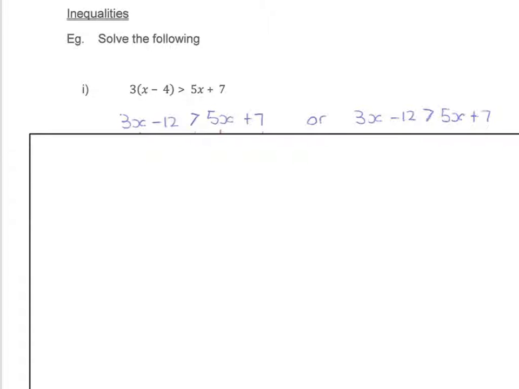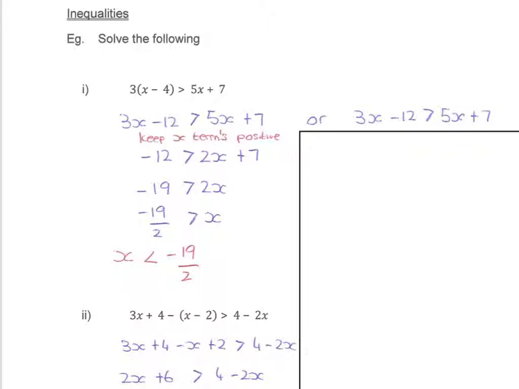So if we have a look at the left-hand side, what I've decided to do is to keep the x term positive. So take away the 3x from both sides, which leaves us with minus 12 greater than 2x plus 7. Subtracting 7 from both sides, we get minus 19 greater than 2x, which means minus 19 over 2 is greater than x. Then just turning it over to have the x first, x is less than minus 19 over 2.